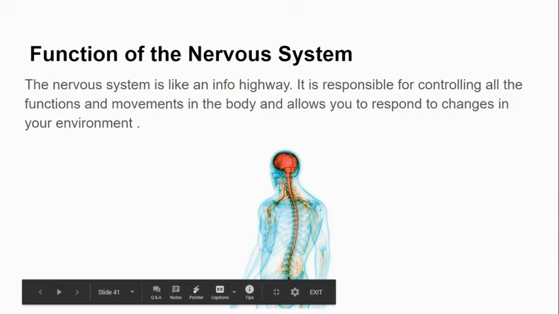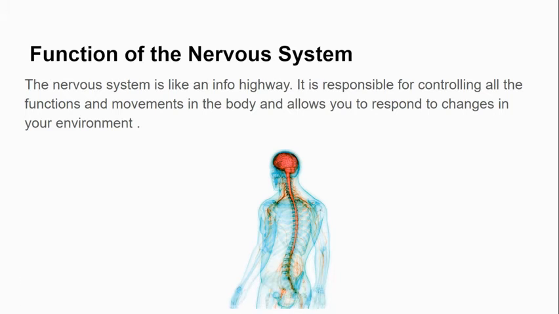The function of the nervous system is like an information highway. It is responsible for controlling all of the functions and the movements in your body. So it allows you to move and it allows you to respond to the changes in your environment.